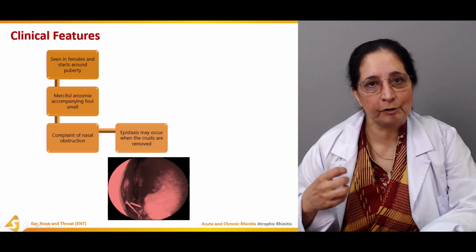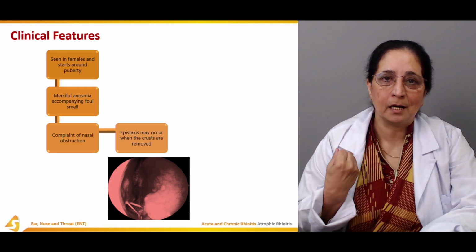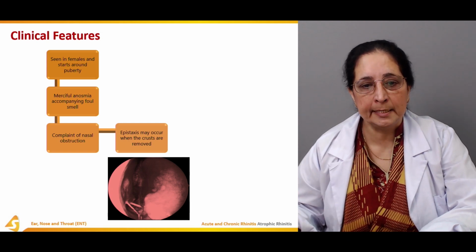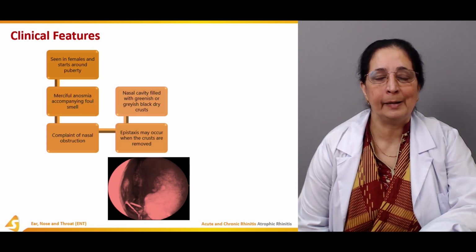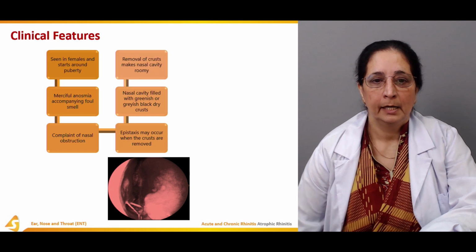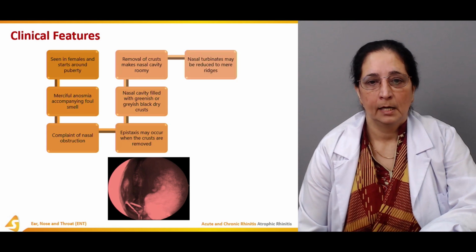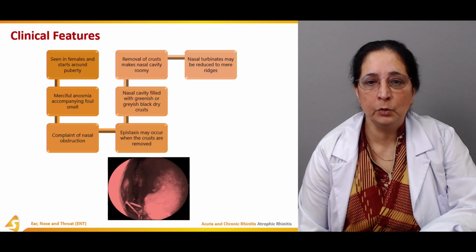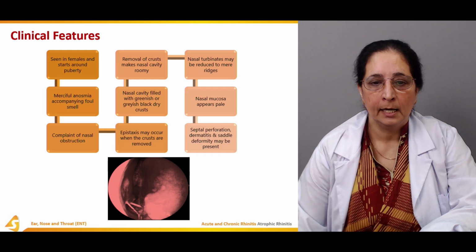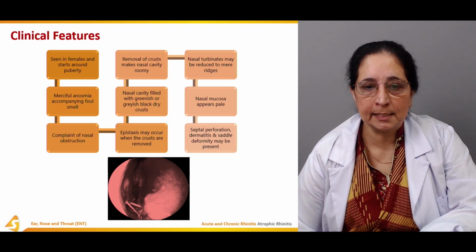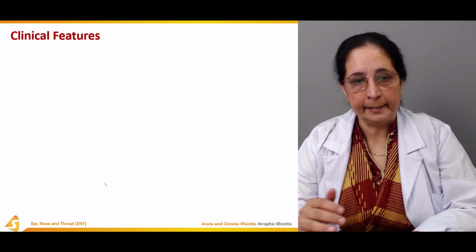Epistaxis may occur when the crusts are removed. Epistaxis is a bleeding nose. So when the crusts are removed, this can cause bleeding from the nose. The nasal cavity is filled with greenish or grayish-black dry crusts. Removal of crust makes the nasal cavity roomy. Nasal turbinates may be reduced to mere ridges. Nasal mucosa appears pale. Septal perforation, dermatitis, and saddle deformity may be present. So all these were the clinical features.